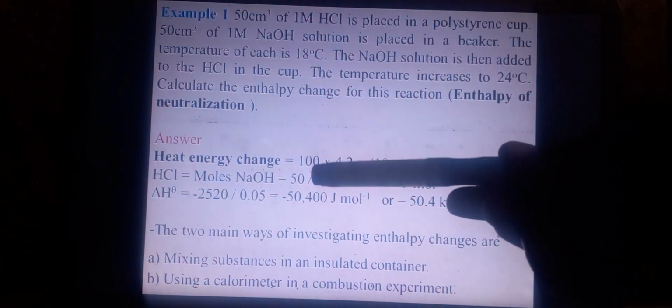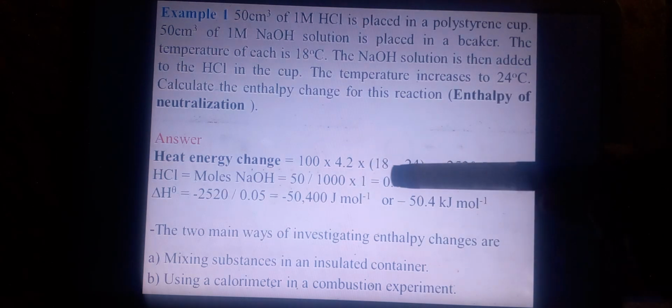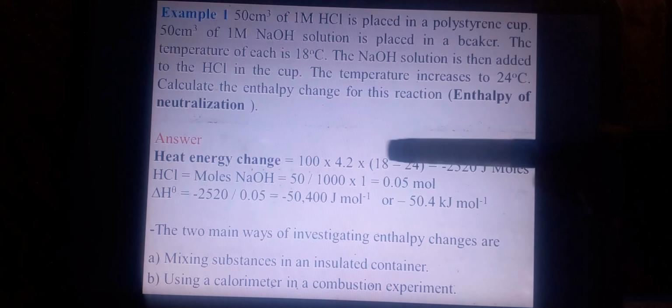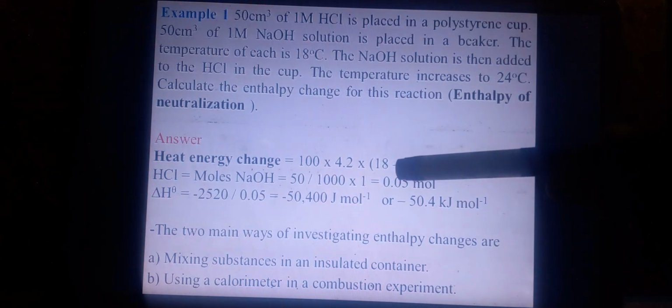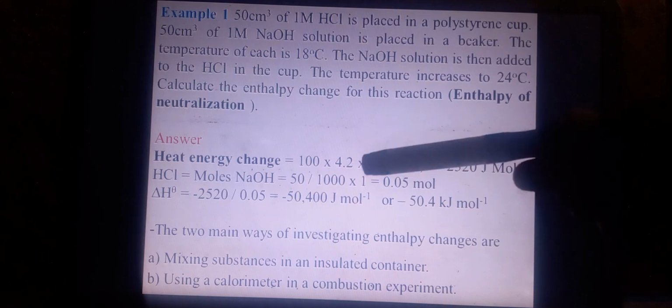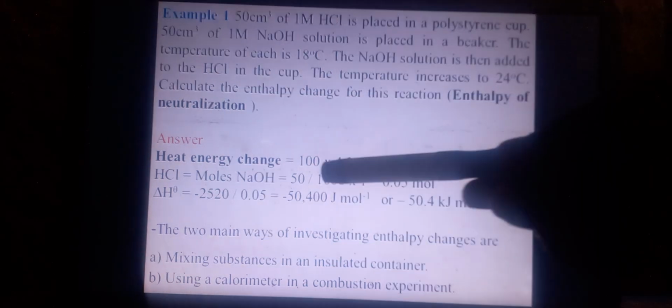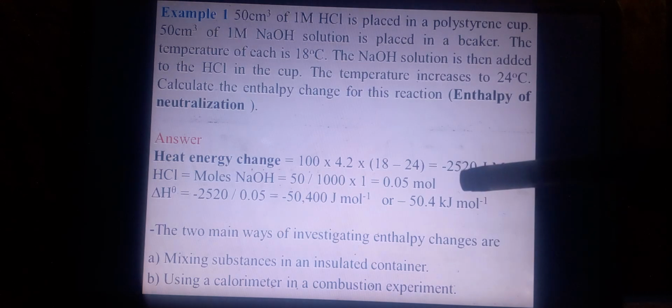So we take 100 grams times 4.2 joules per gram per Kelvin times temperature change, which will be 6 Kelvin. Remember, we normally work with kelvins, so when you get the difference, you give your value in terms of Kelvin. When you multiply here, you will get 2,520 joules of heat.